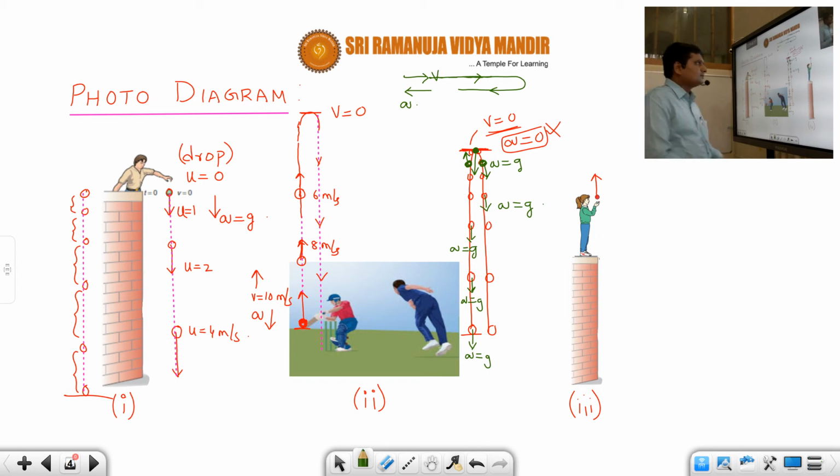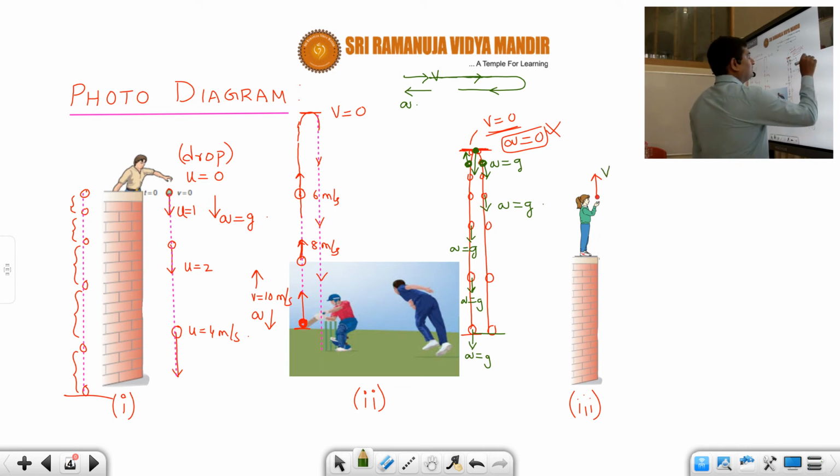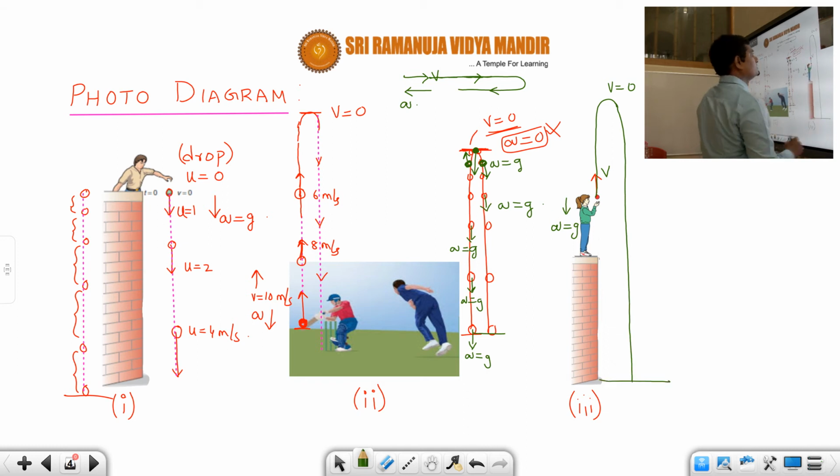Now let us see the third case. In the third case, the object is at a certain height from the building, correct or not students, and a girl is throwing the object vertically upwards. Now what is the photo diagram? Here also you can see the velocity is upwards and the acceleration a is equal to g. So the velocity and the acceleration are in opposite directions. So what will happen? The speed of the ball decreases like this, and at one point it will become v equal to 0, and then it will fall down again like this to the ground. Correct or not students? Okay.